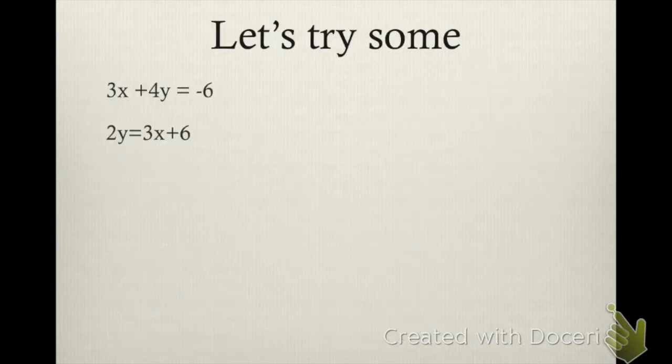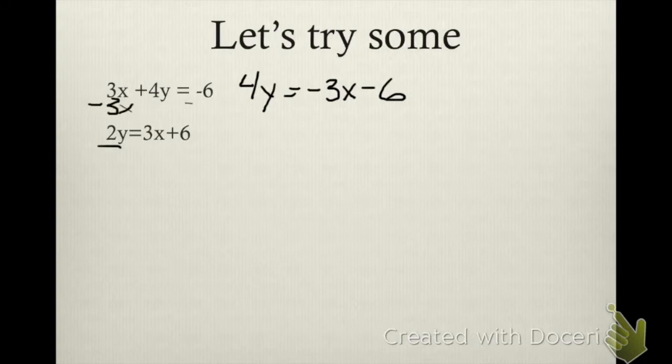All right. Another one. I want my x's and y's to line up. I'm going to, this time, solve this one for my y part. And so, if I just want y on one side and everything else on the other side, I'd get 4y equals negative 3x minus 6. I just went ahead and subtracted 3x from both sides. And my second line was 2y equals positive 3x plus 6.